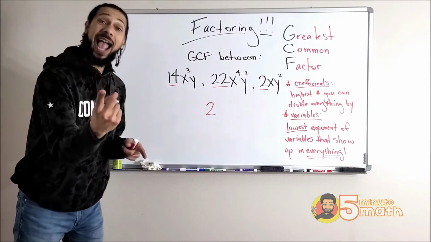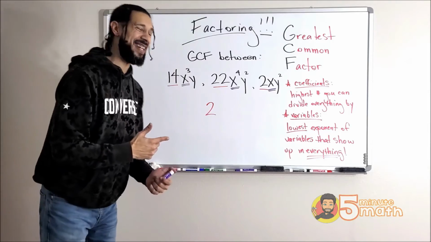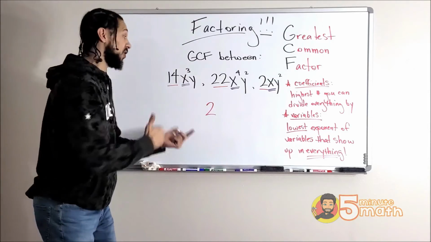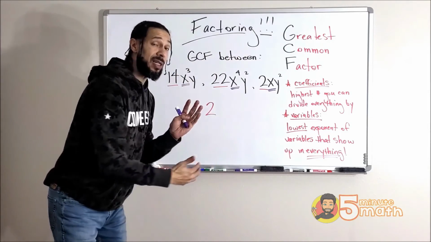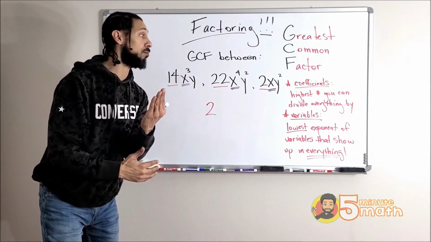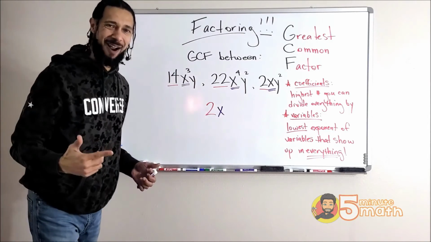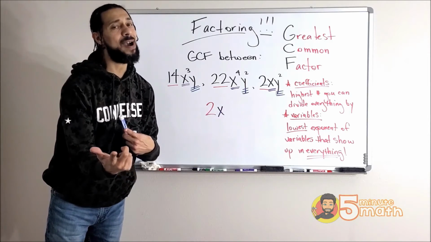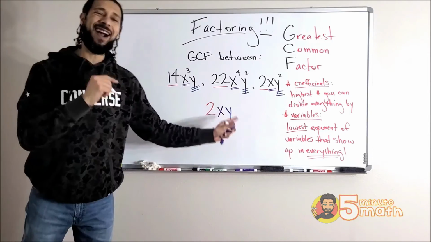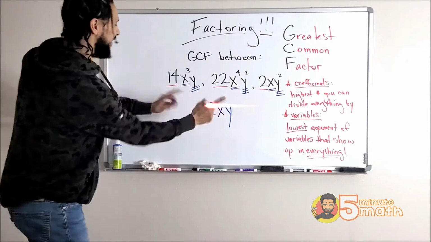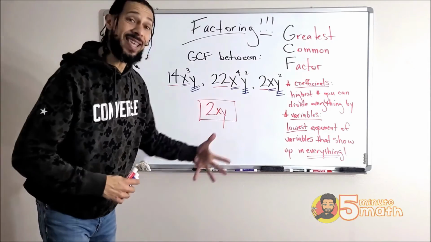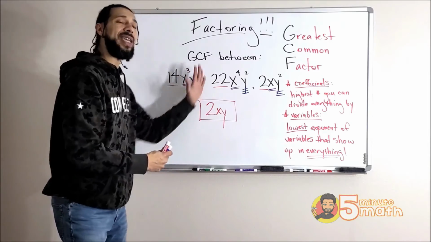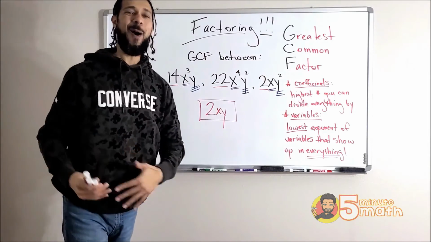Okay, now, x's. Now I need the lowest exponent of x. There are x's in everything, so I need the lowest exponent of x. Yeah, exactly right. Okay, y's last. Go ahead and give me that lowest exponent of y and just tack it on. Good. Let's make it look better. And that will be the GCF, the greatest common factor between these three expressions.